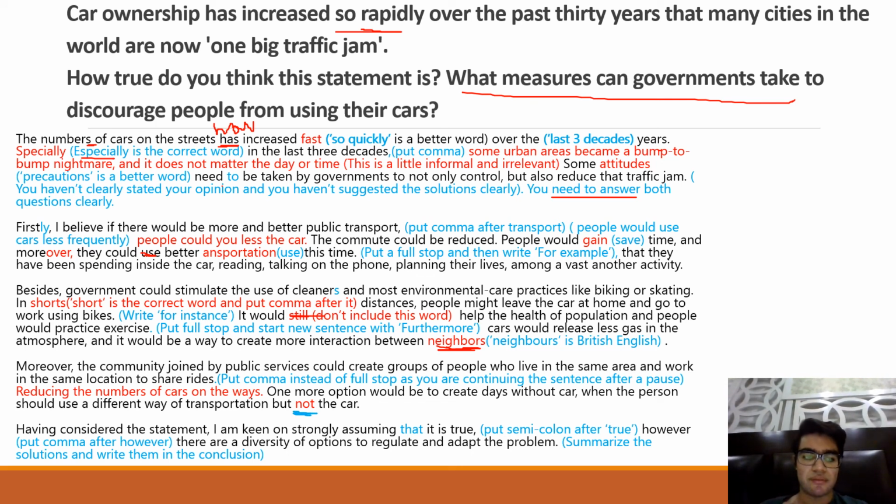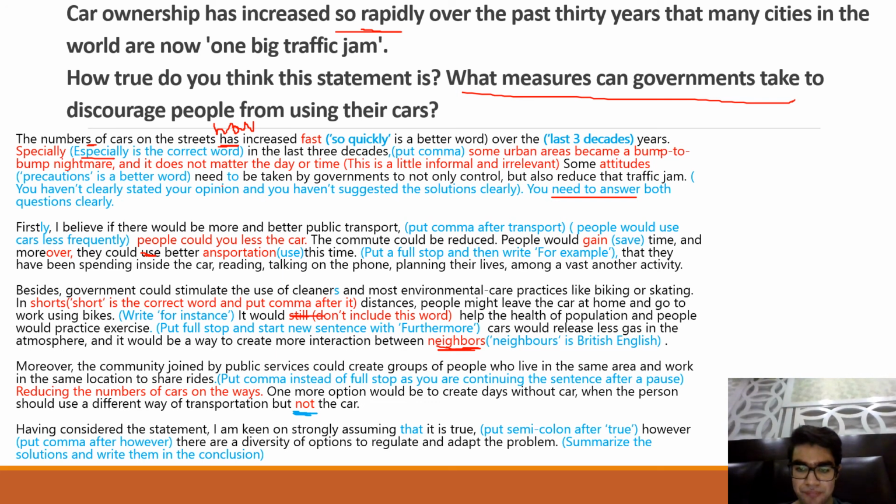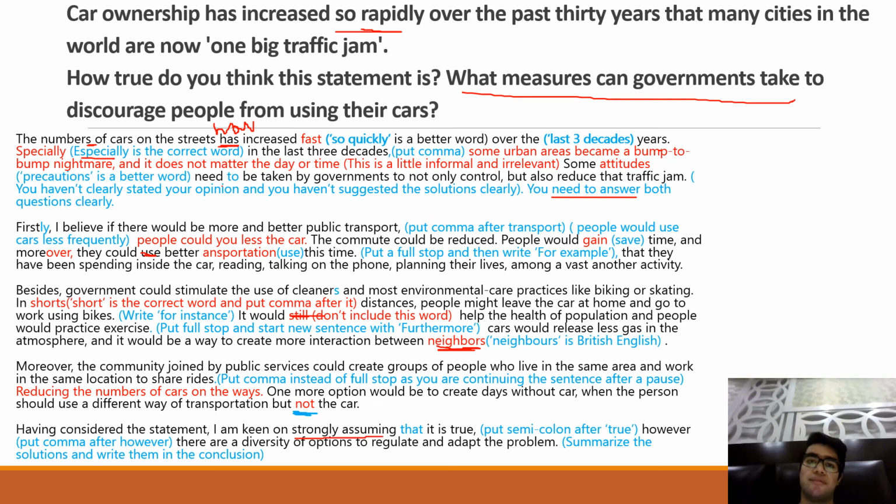Then your conclusion is, "Having considered the statement, I'm keen on strongly assuming it is true. However, there are a diversity of options to regulate and adapt the problem." Okay, the thing with this is that you said "I'm keen on strongly assuming", this is a good word to use, and then you said "it is true." You said that it is true. I've used that.